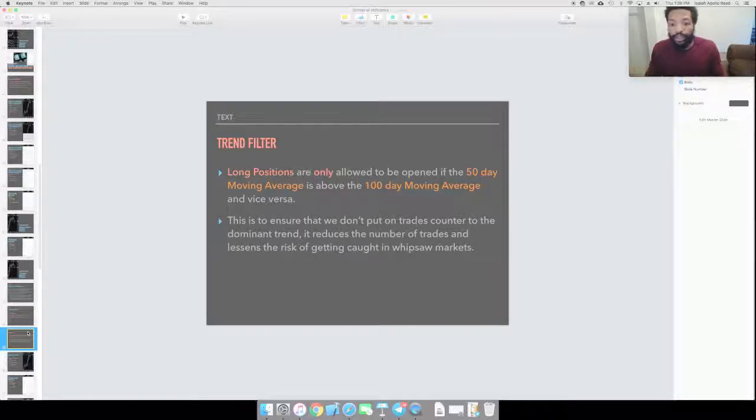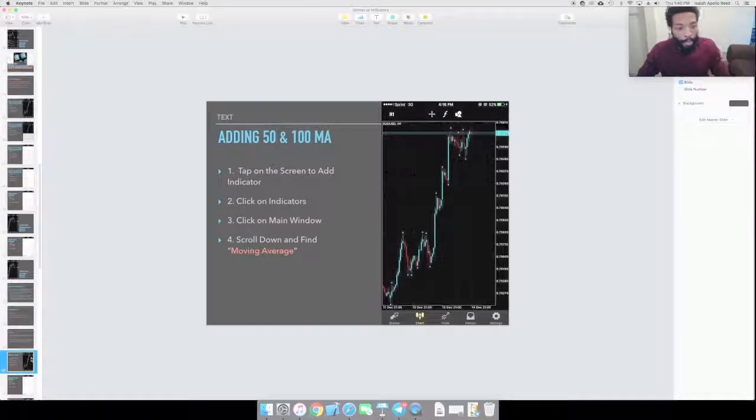And I'll show you an example of this in the next slide. So this ensures that we don't put on trades counter to the dominant trend. It reduces the number of trades and lessens the risk of getting caught in whipsaw markets. That means it reduces the risk of getting caught in a market that looks like it's going up, but it's not going up. So you wait until the moving average crosses over. So I'll show you an example.